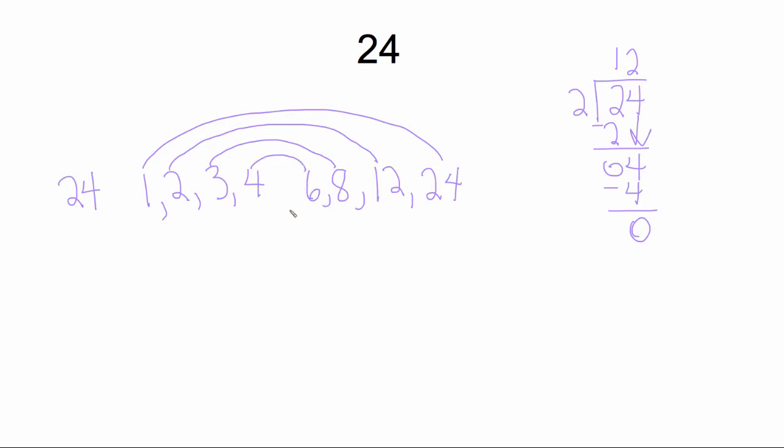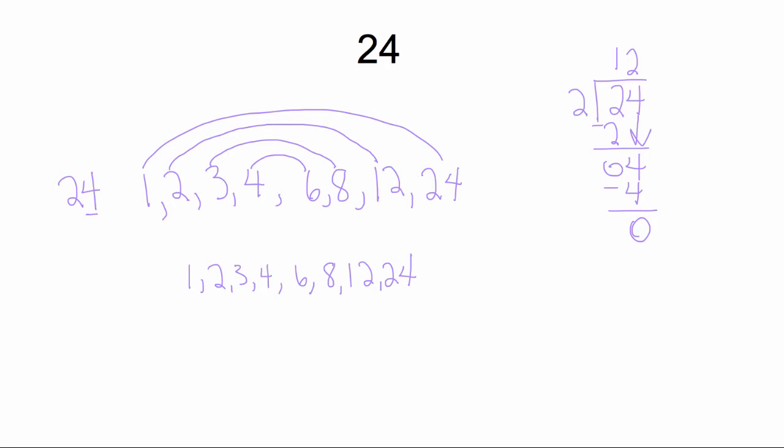4 times 6 is 24. Now, we've whittled our way all the way down, and the only number left in between 4 and 6 would be 5. Now, the only multiples of 5 have a 0 or a 5 at the end. This does not have a 0 or a 5 at the end, so 5 cannot go into 24 perfectly. So we're finished. The factors for 24 are 1, 2, 3, 4, 6, 8, 12, and 24.